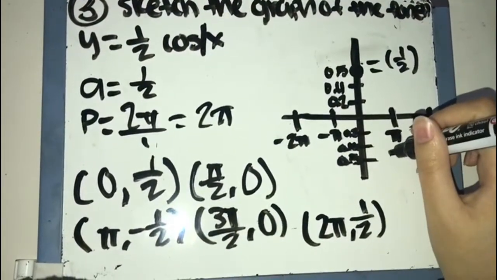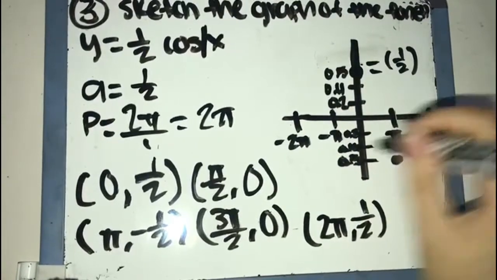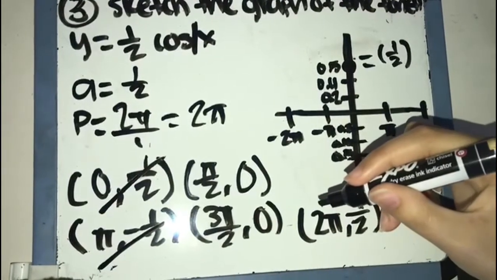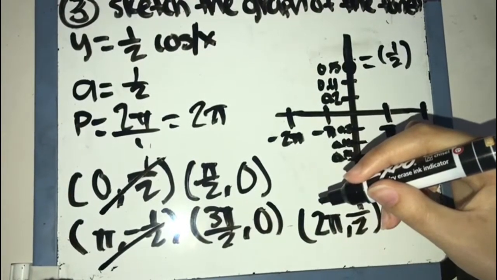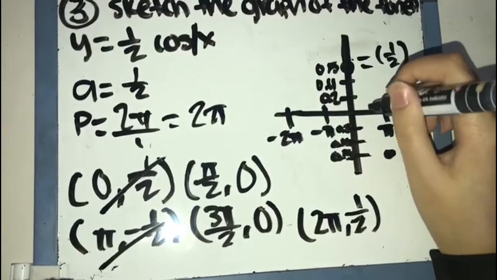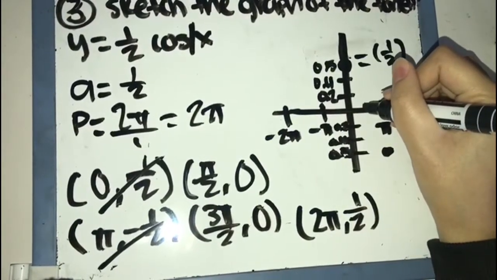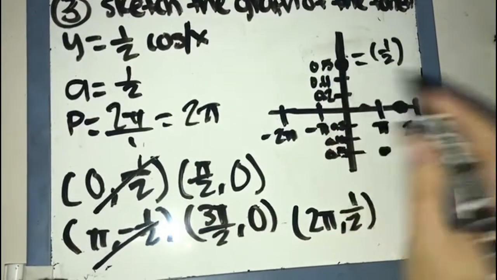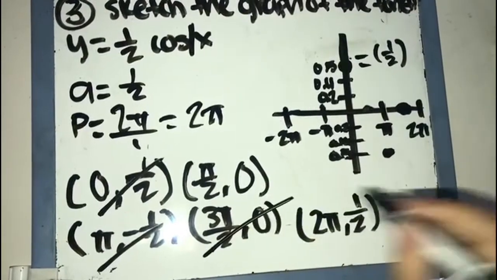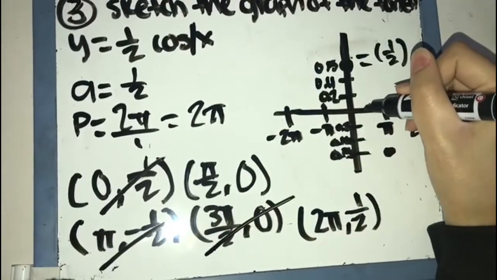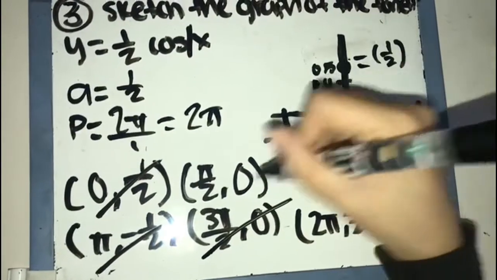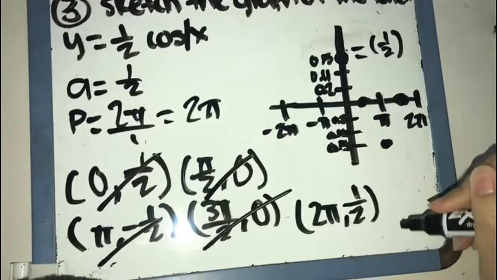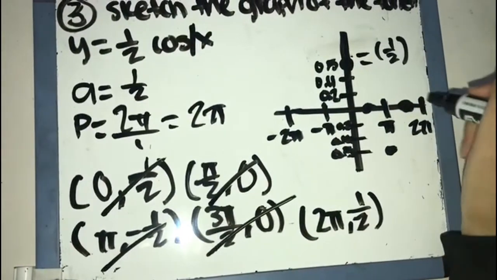So pi, negative 1/2. Okay, we got that already, right? 3 pi over 2. No, sorry, I'm being really confused right now at this point. Then pi over 2 would be here, pi, 0, right? Okay, yeah, got it. Now 2 pi, 1/2 would be here, basically we're going to have to go up.